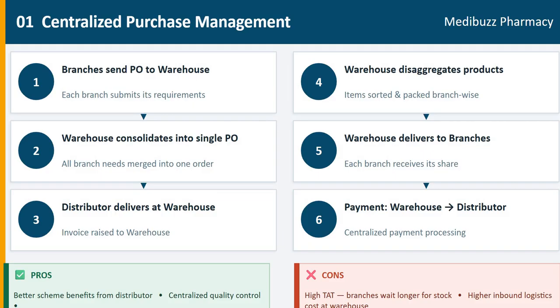We have a chain pharmacy in Ahmedabad called Medibus Pharmacy. They have around 11 stores, and they run on this particular model.